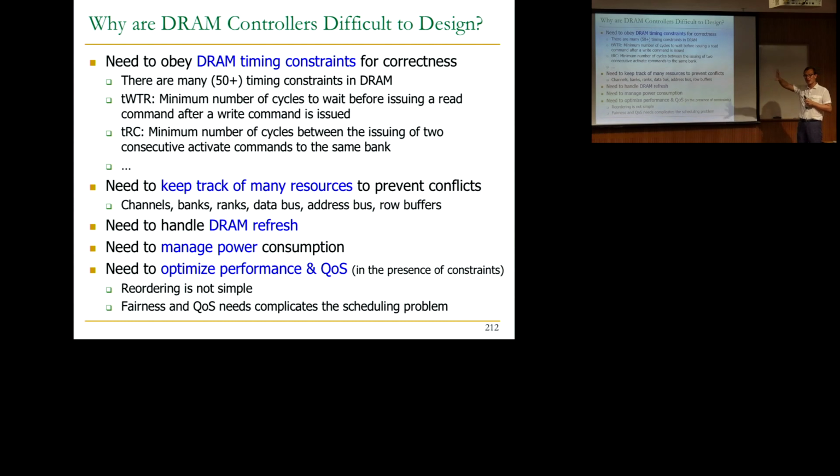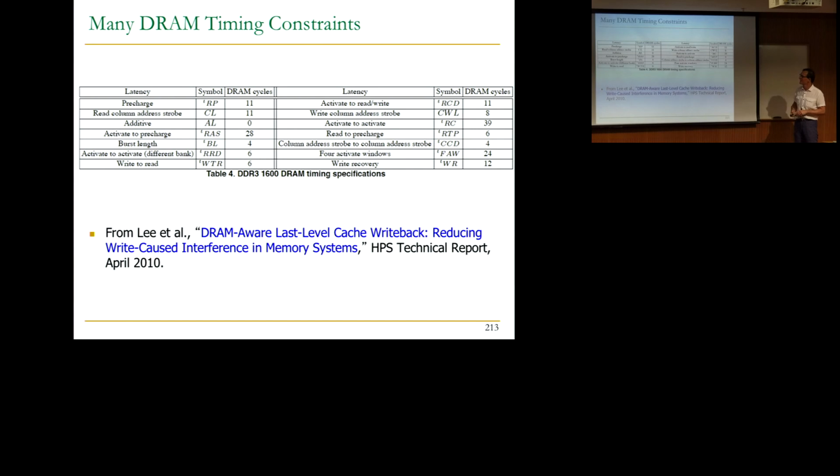And remember that picture that I showed you with many different agents, with many different memories, that becomes even more complicated. So there are correctness issues, and there are performance issues, and there are power issues, thermal issues. There's a lot. These are some examples of the timing constraints. This is from a paper that we wrote about 8 years ago. I'm not going to cover this, but this talks about some of the timing constraints.